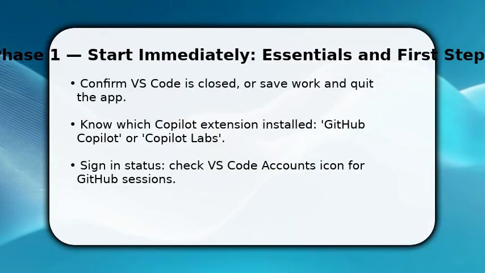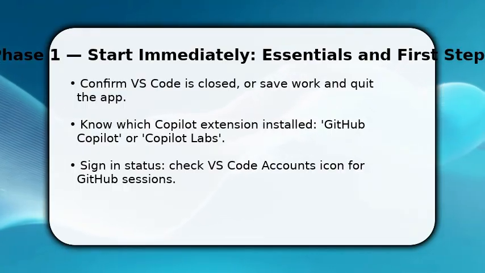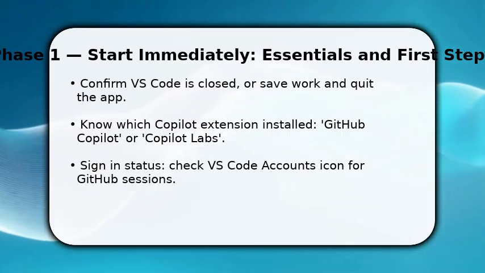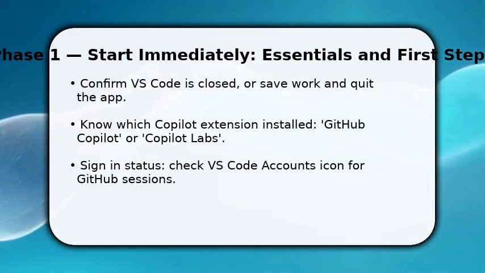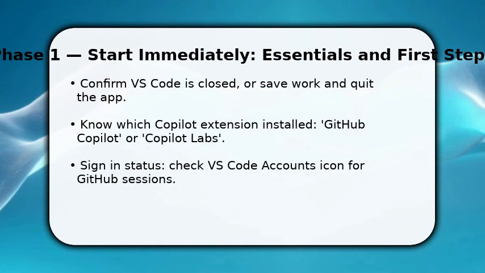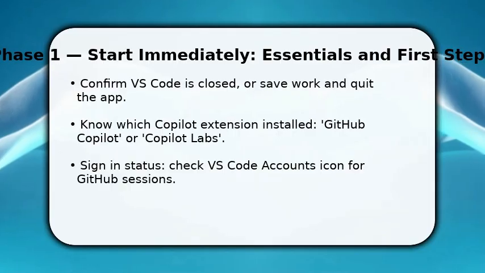You start by confirming prerequisites and taking the first actions. Quit VS Code or save all files so extensions can be changed cleanly. Next, open VS Code and inspect the Extensions panel to identify the exact Copilot extension name because removal differs by package. Once done, check the Accounts icon to note active GitHub sessions. This explains why some settings may persist. Make sure to note whether Copilot is enabled per workspace versus globally, since that determines the uninstall target.